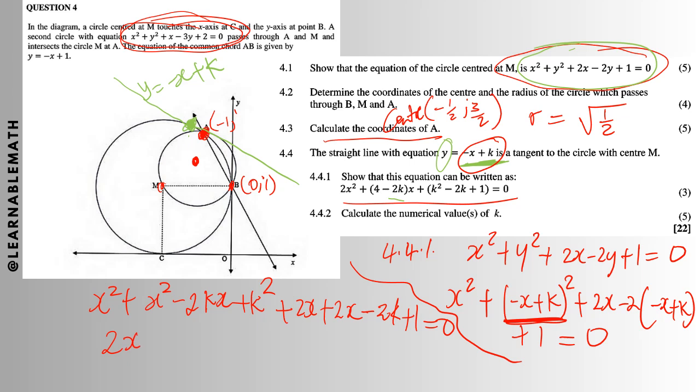You have 2x squared here. Let's see if we have other like terms. Let's just put them together. Plus k squared, minus 2kx, minus 2k. These two will give us 4x plus 1 equals 0.